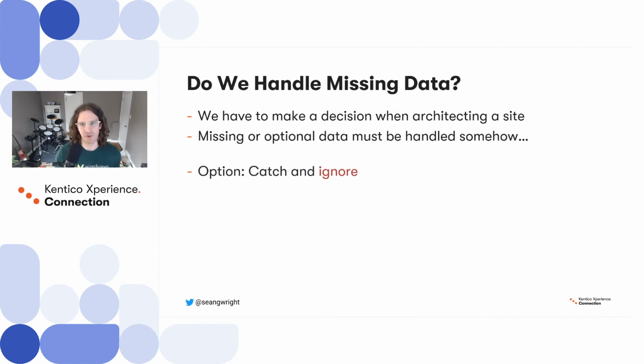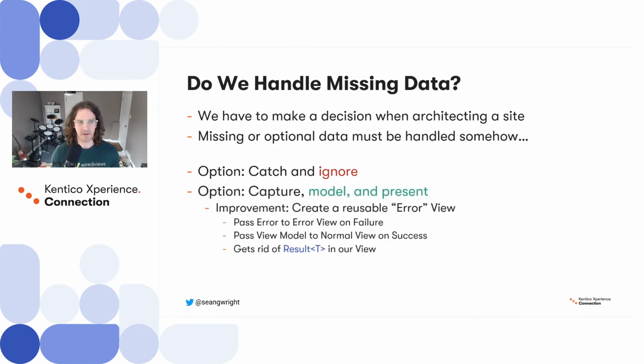So we have one option, which is to catch and ignore. I've seen this in a lot of applications. Sometimes it works. There might not be that many errors in the application. It might not be that complex. But typically, I think we're going to want to capture, model, and present this information. And we're going to want to present it contextually.